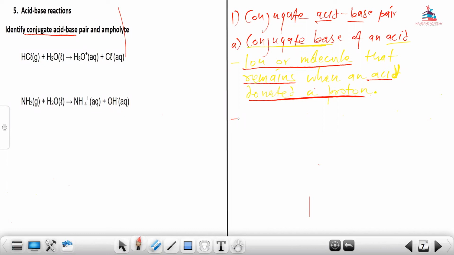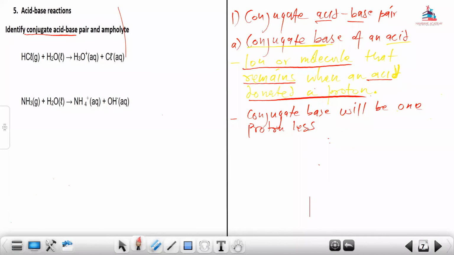If I have such a situation, it will be easy for me to identify which one is actually an acid. So I want to say a conjugate base will be one proton less.